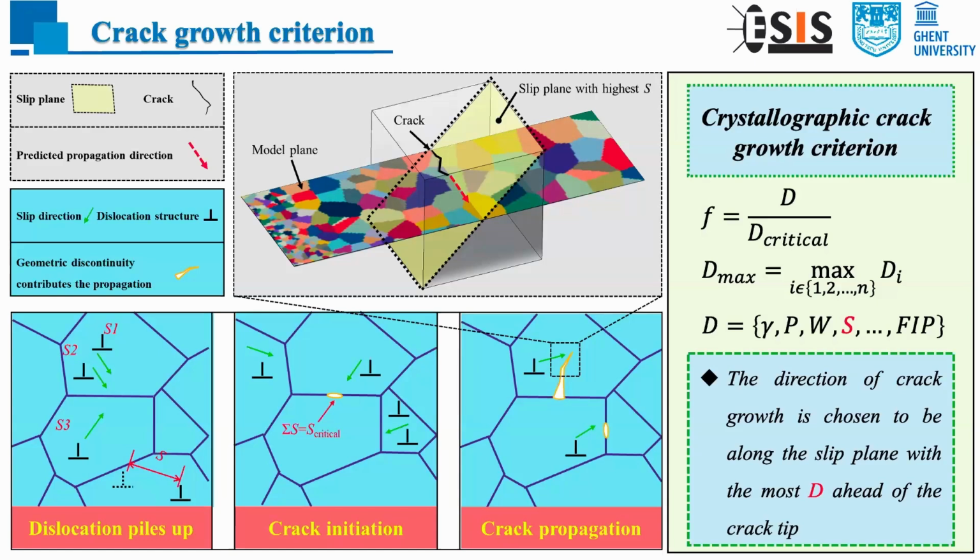Here, the damage parameter could be anything, like the shear strain or energy dissipation. Here, we use the net slip, and it can be the other FIPs. So no matter what kind of damage you use, it's always related to the slip plane. So we call this criterion the crystallographic criterion, which is illustrated by these figures. You can see the yellow plane is the slip plane with the highest damage, and the intersection line between the slip plane and the model plane is the crack propagation direction, which is shown by the red arrow.